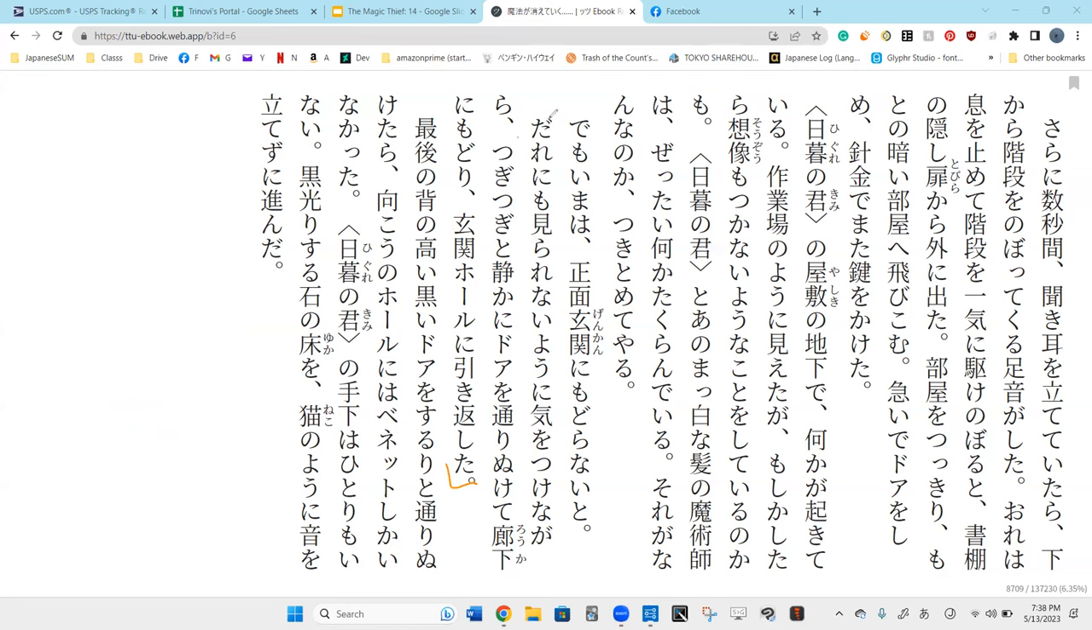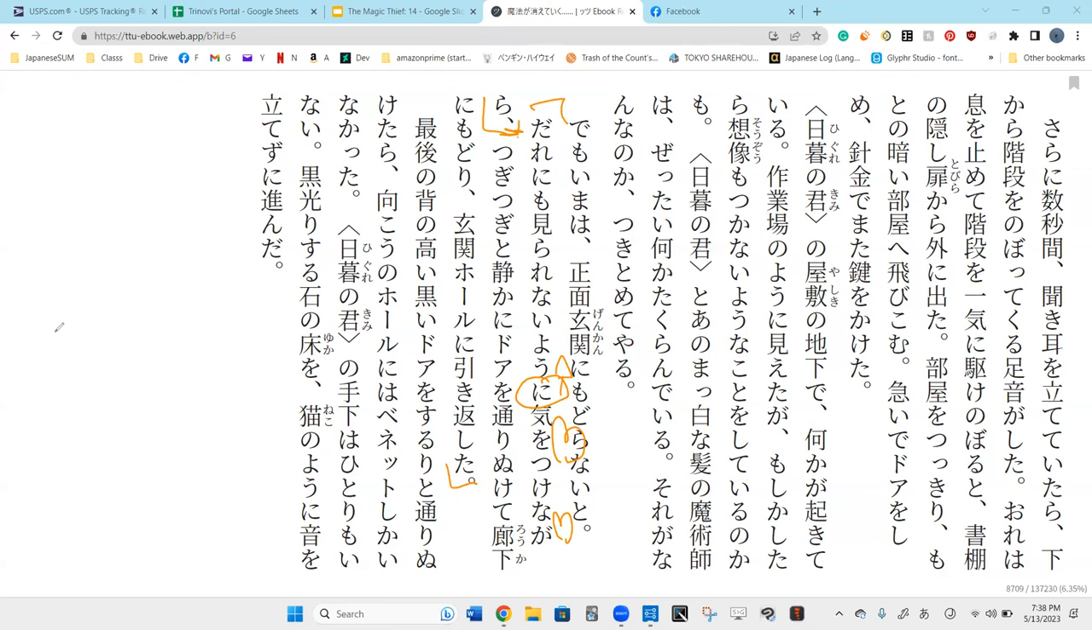Anyway, this is just a long sentence. First paragraph: 気をつけ ながら. What do you think it's saying? 気をつけて. 気をつけながら, while I am paying attention. In what kind of way is he paying careful attention?